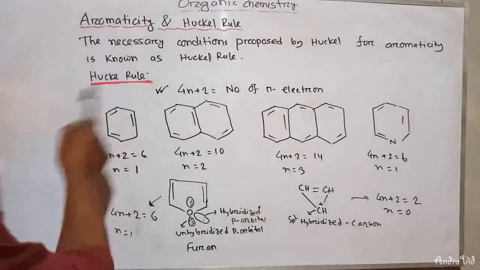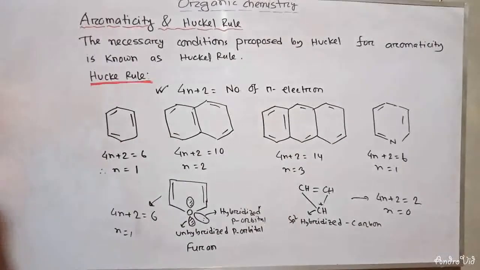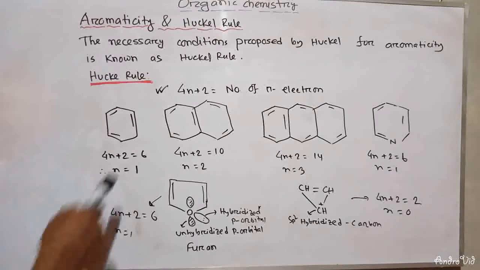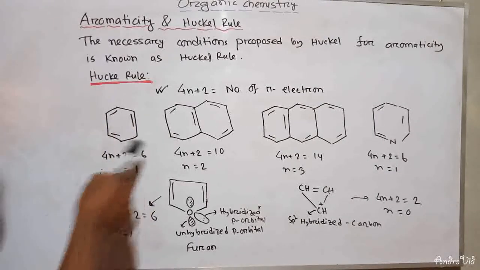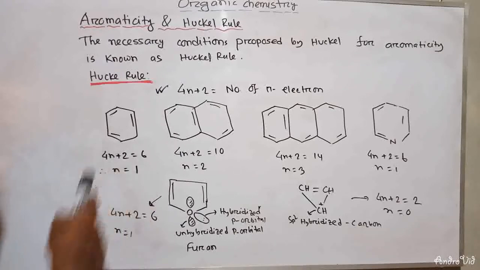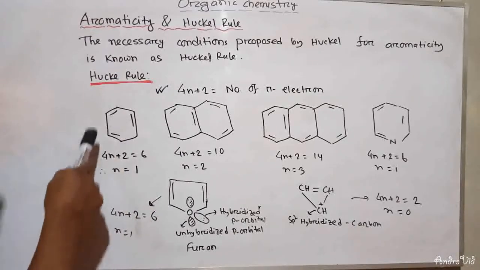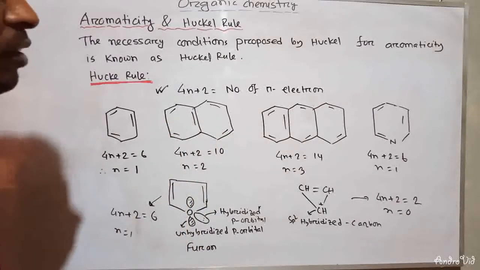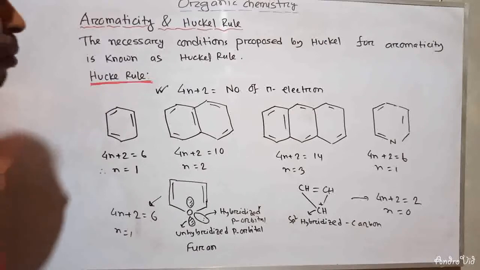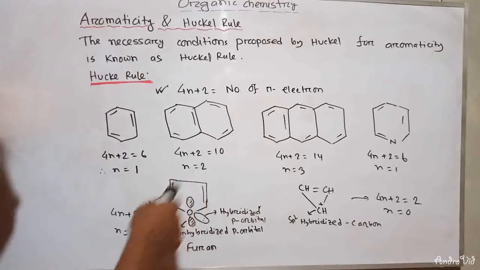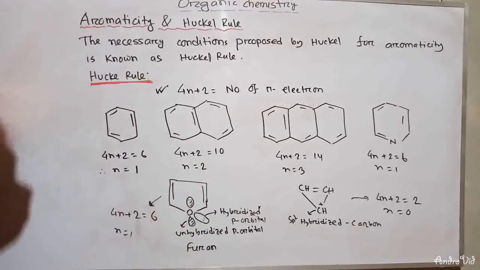So these are examples that you can consider. In the case of benzene, the number of pi electrons is 6, so 4n plus 2 is equal to 6, and the value of n is equal to 1. So you have got an integer here, so this is aromatic. At the same time, this is the structure of naphthalene. In that case there are 10 pi electrons, so 4n plus 2 is equal to 10, so the value of n is equal to 2. This is also an integer, so this is also an aromatic compound.